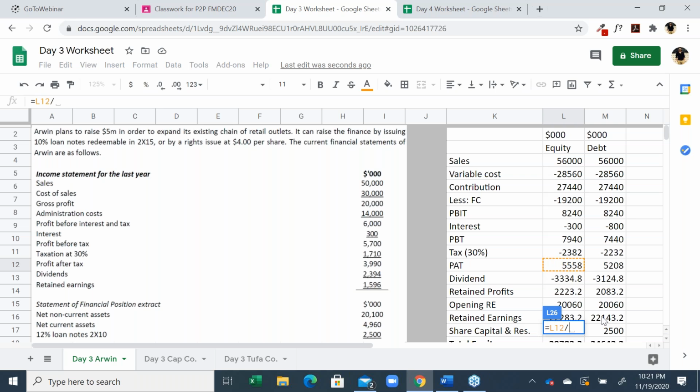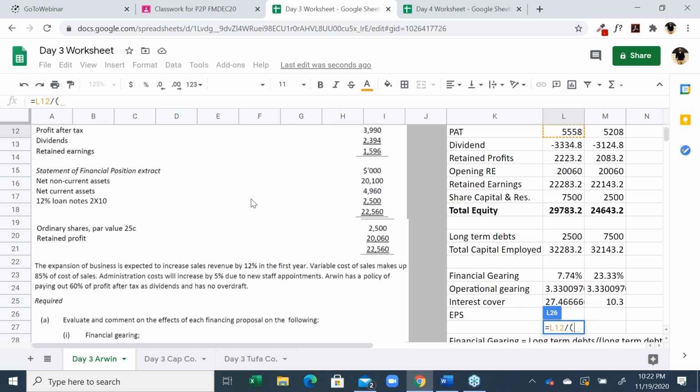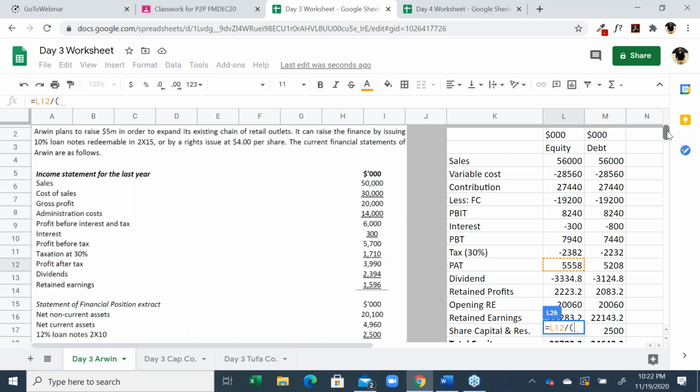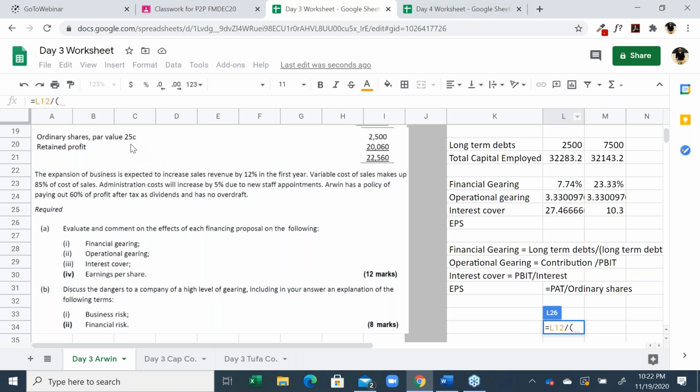How many shares will be in issue if we go through equity finance? What is the existing number of shares in issue? What's the par value of the share? Here we go. The par value of share is 25 cents and we have total par value of 2500. So we need to divide 2500 by 0.25. So the total number of shares will be 10,000.